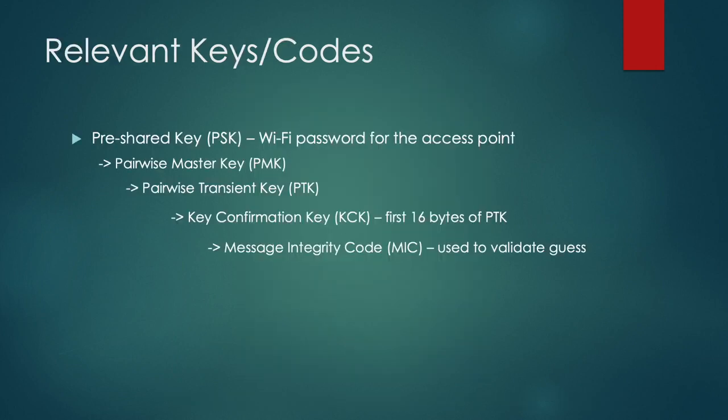The first relevant key is the pre-shared key. It is simply the Wi-Fi password to the access point. The pre-shared key is used to generate the pairwise master key, which in turn is used to generate the pairwise transient key. This process is described shortly. The key confirmation key, which is part of the pairwise transient key, is used to generate a message integrity code, which AirCrack uses to validate its guess on Wi-Fi password.